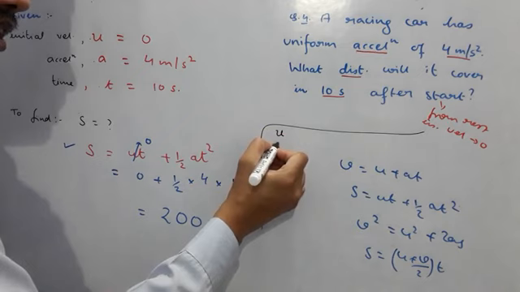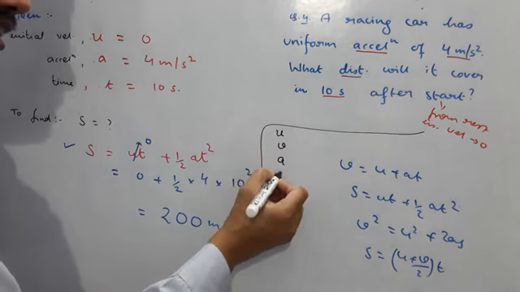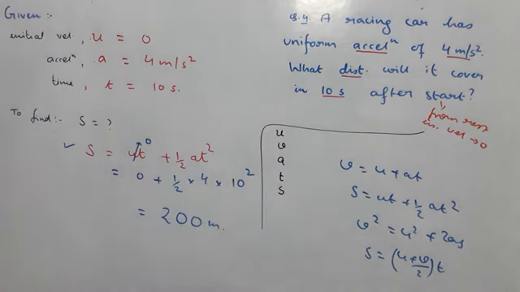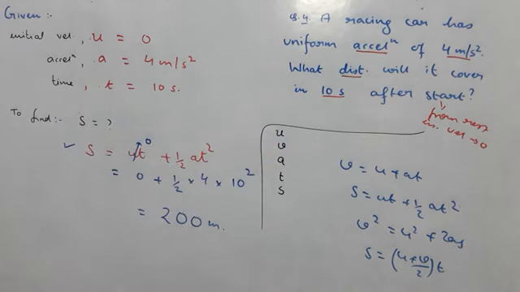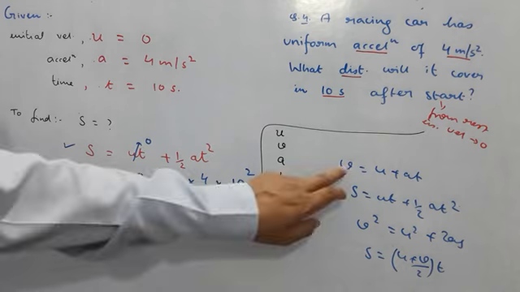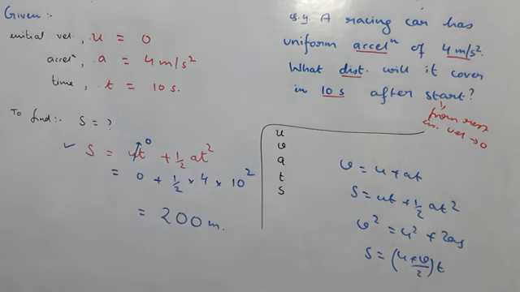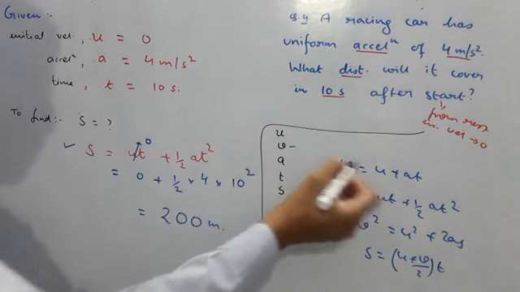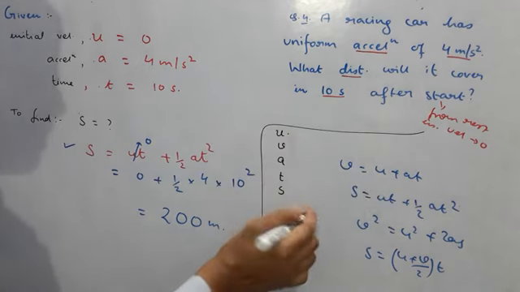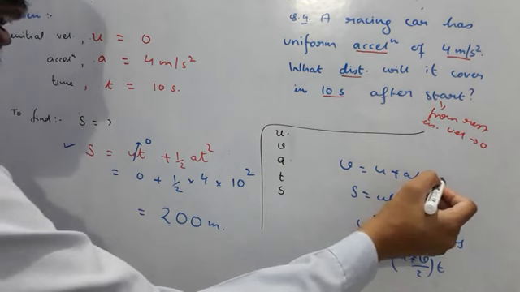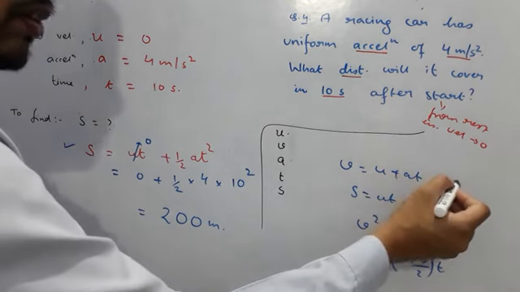There is U, there is V, there is A, there is T, there is S. How many things are there? You can see 1, 2, 3, 4 and 5. In any one equation, if you choose, you will find that there are only 4 of the given parameters. For example, you see this one. V is there, U is there, A is there, T is there. So what is not present? In the first equation, S is missing. Here we don't have S.